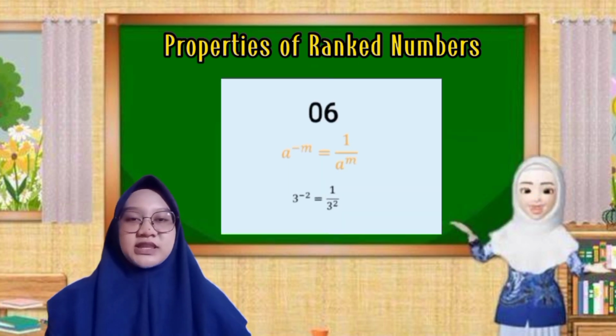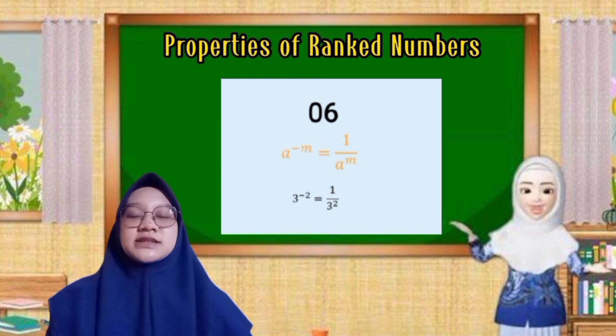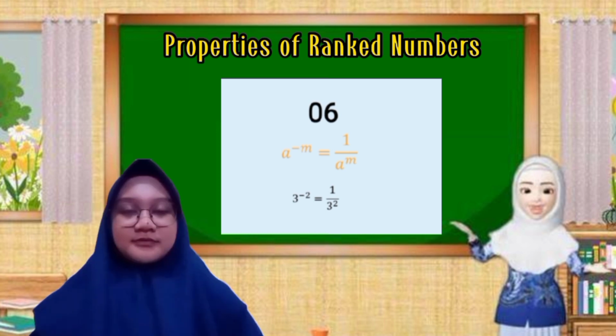The sixth property is a to the minus m. If there is a property like this, then it equals 1 over a to the m. For example, 3 to the minus 2 equals 1 over 3 squared.